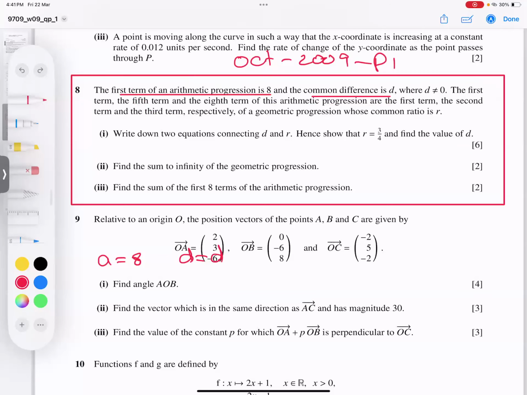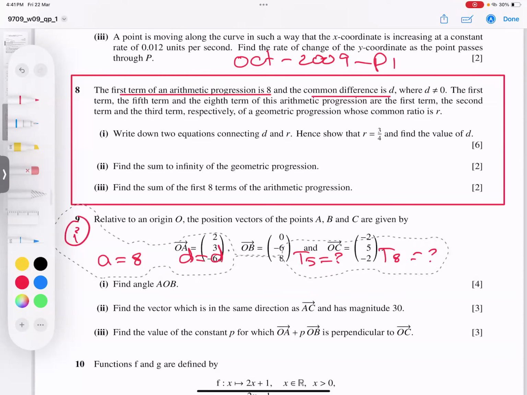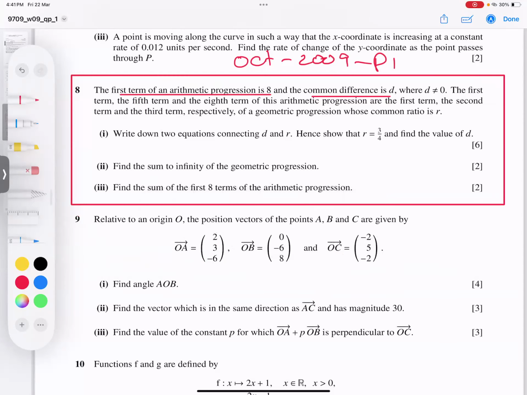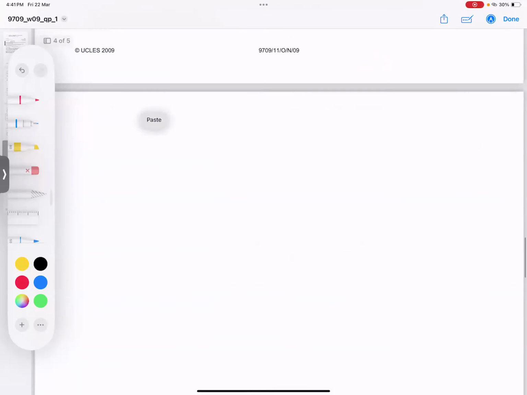Okay, so let me first write. I'm looking for two terms: the fifth term, T5, and the eighth term, T8. First of all, I will find these, so this is part number 1. I will just collect this data and move on this page. So let's start.